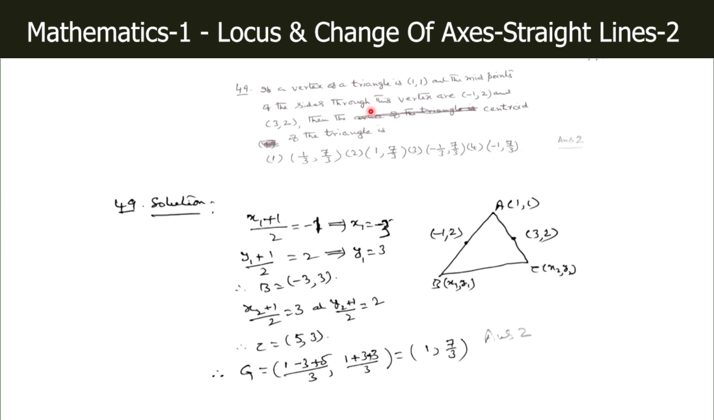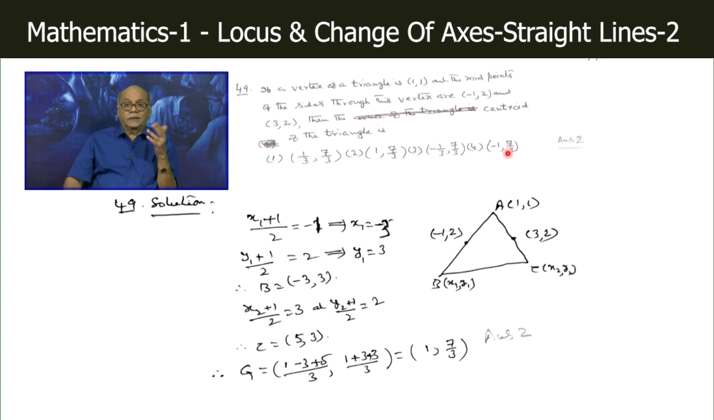49. If a vertex of a triangle is (1, 1) and the midpoints of the sides through this vertex are (minus 1, 2) and (3, 2), then the centroid of the triangle is: 1, (1 by 3, 7 by 3); 2, (1, 7 by 3); 3, (minus 1 by 3, 7 by 3); 4, (minus 1, 7 by 3). So here in the triangle, one vertex is given and the midpoints of the sides passing through that vertex are given, and you are asked the centroid of the triangle. Right. Now suppose B is (x1, y1).